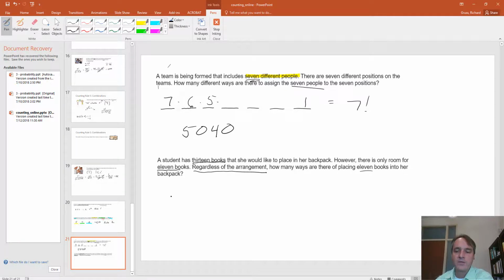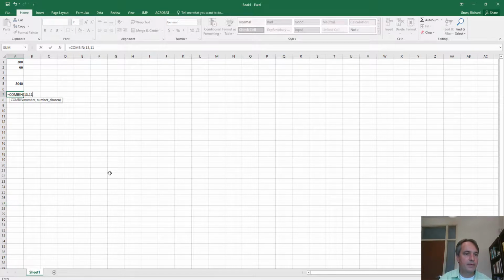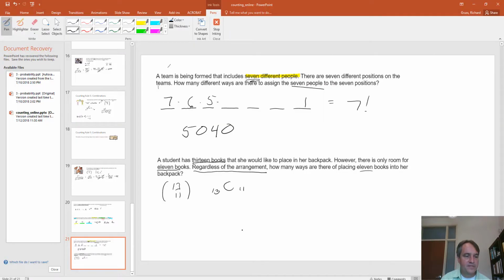So how many different ways are there of placing 11 books in her backpack? Okay, so we've got 13, and she just needs to choose 11. Or we could put it 13, choose 11, and let's go ahead and do it in Excel again. So this is a combination. So we'll do COMBIN, combination 13, choose 11. So 78. 78 different ways.